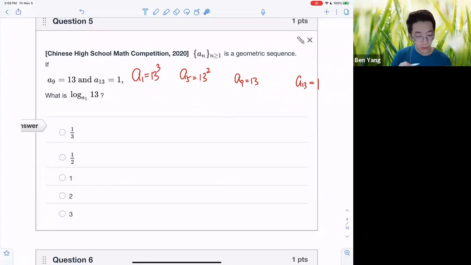Okay. So now we know A1. So log 13 to the power of 3 of 13. That's definitely 1/3. Yeah, so the answer is A.